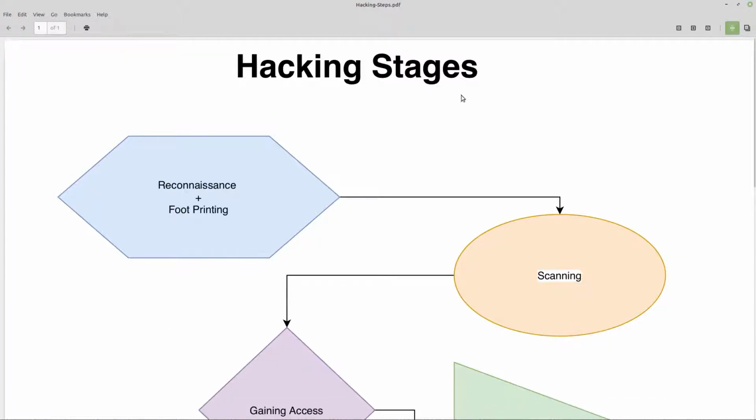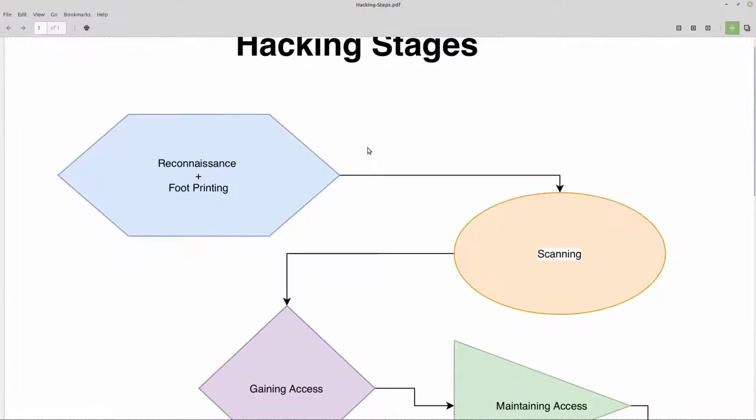So basically, these are the five stages of hacking. Number one is reconnaissance and footprinting, which we are going to take a look at today. And please do remember that we are not going to do any lab today. The lab will be in our next video.